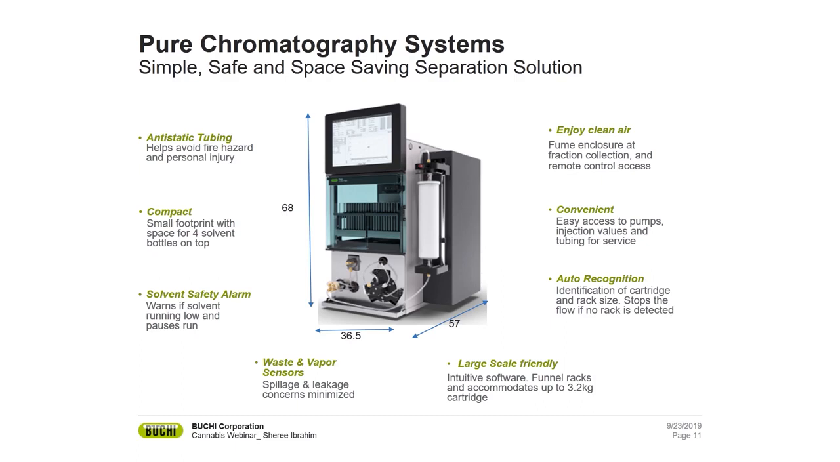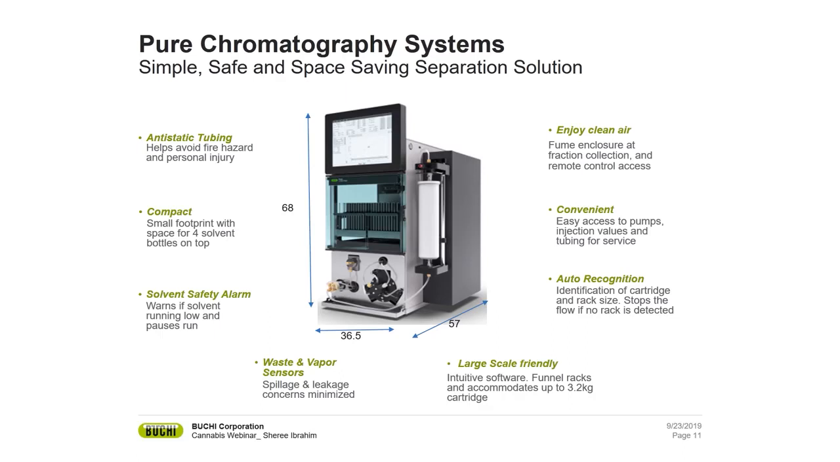Here's what the Pure chromatography system looks like. It is a very compact system, small footprint, about 68 centimeters high, 57 centimeters deep, and 36 centimeters wide. This instrument does not need to be placed in the fume hood because it has active ventilation, and you have remote control access. So what that really means is you can download the software application on your computer or your iPhone, and you have full visibility of the software where you can monitor, change your gradient.